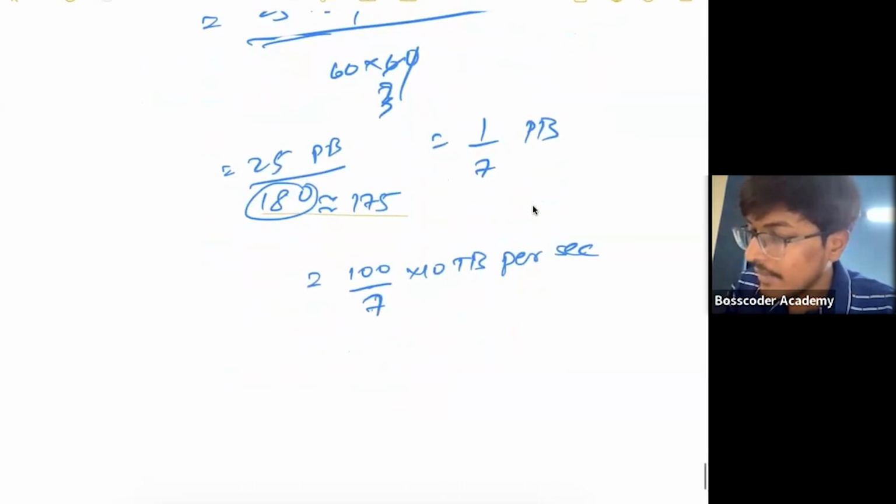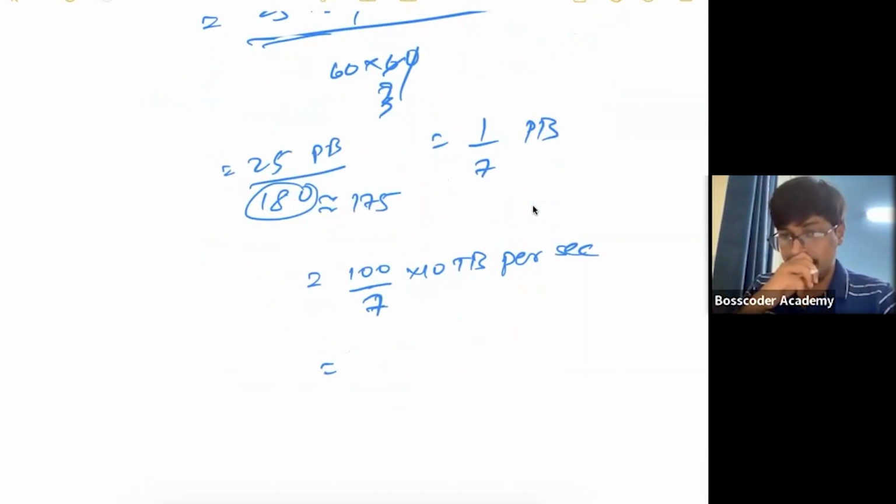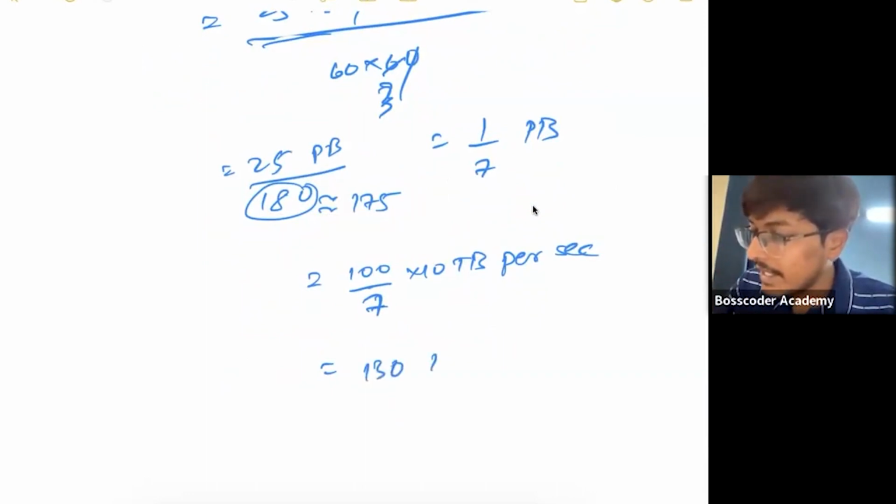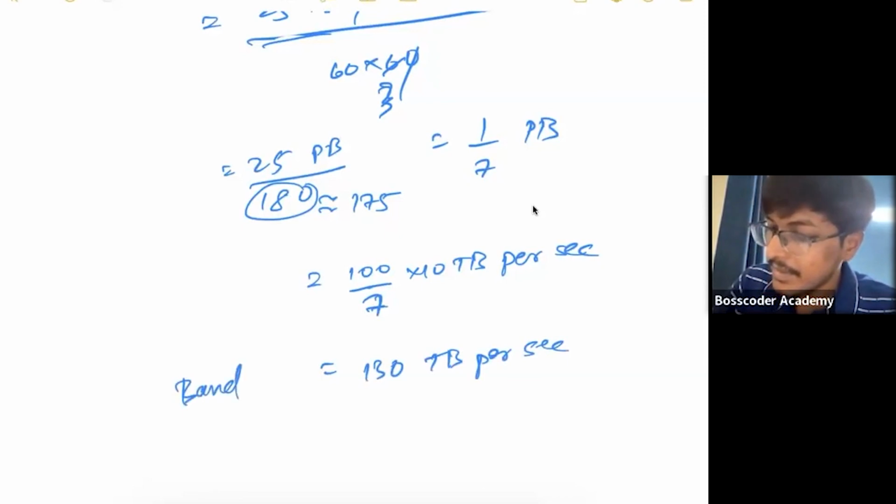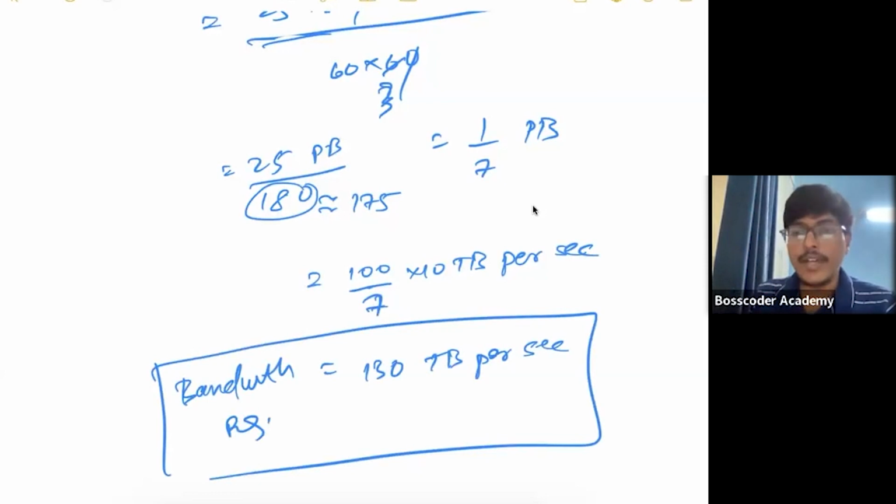So this will become 7. What will be 100 by 7? Can someone tell me quickly? 130 terabyte per second. This is the bandwidth requirement, 130 terabyte per second, which is very, very huge, right?